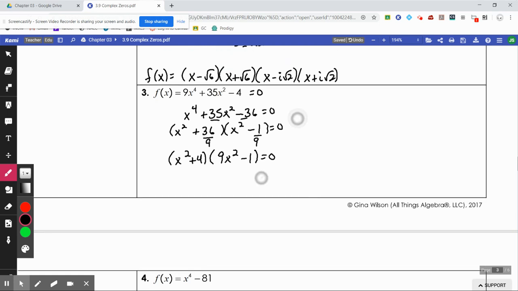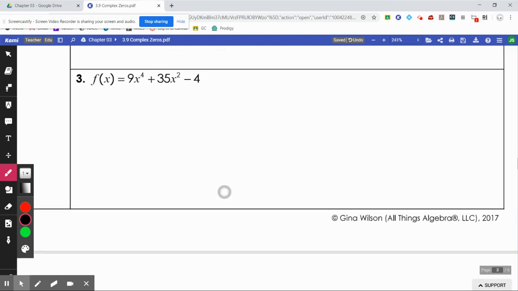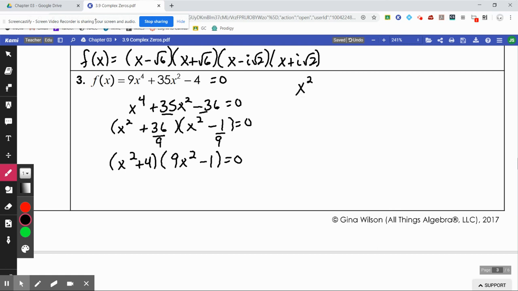So you have, zoom in just a bit, x squared plus 4 is equal to 0, or 9x squared minus 1 is equal to 0. Move the 4 over and take plus and minus the square root. That'd be plus and minus the square root of negative 4, which will be positive and negative square root of 2 times square root of negative 1, which would be 2i. So there's 2 of your roots.